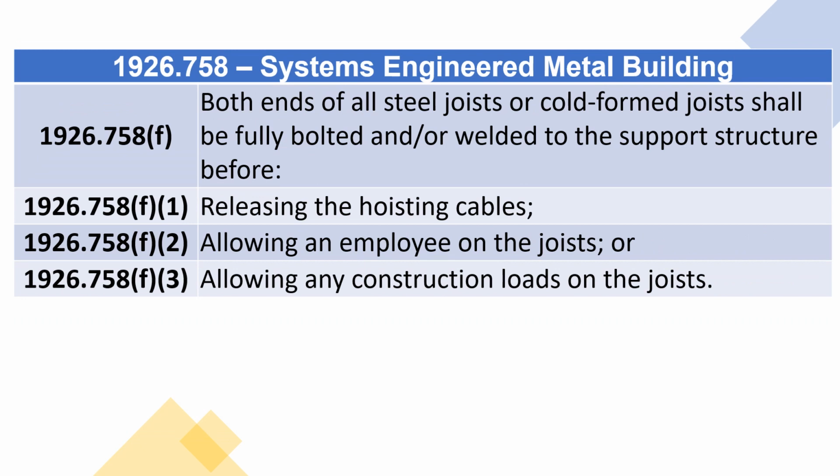1926.758 F. Both ends of all steel joists or cold-formed joists shall be fully bolted and/or welded to the support structure before 1926.758 F1 through F3, releasing the hoisting cables, allowing an employee on the joists, or allowing any construction loads on the joists.